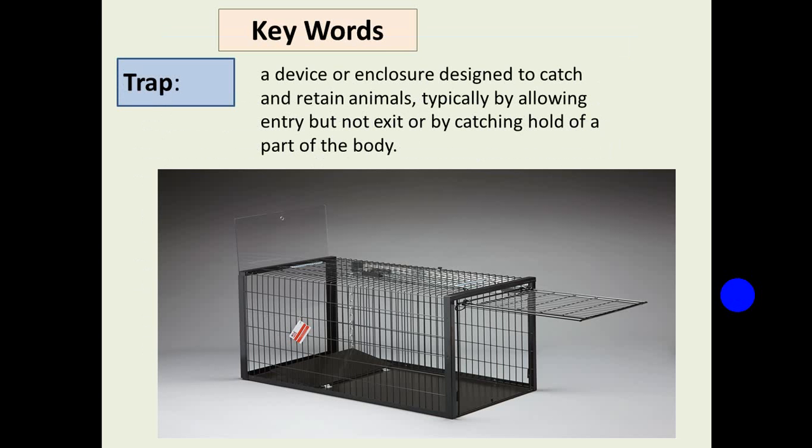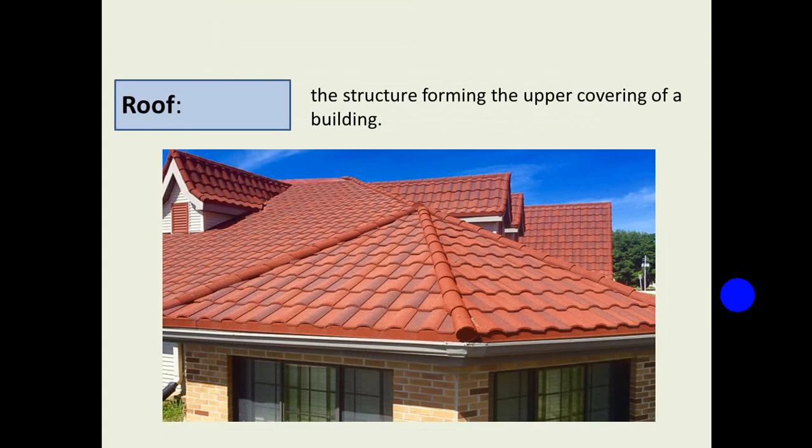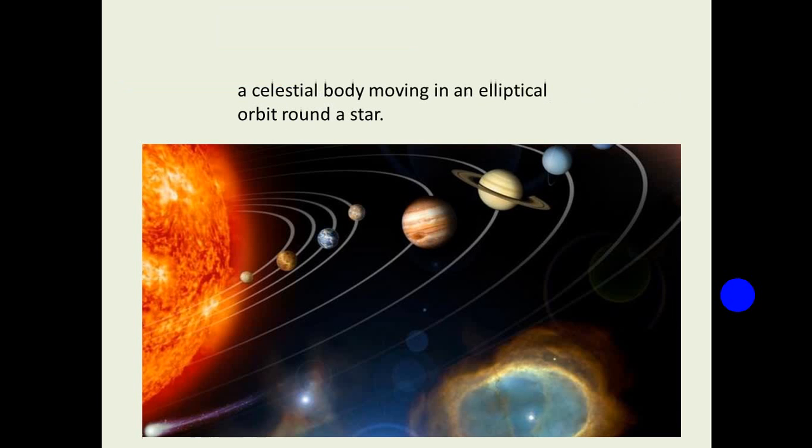Now some word meanings for you. The first is trap: a device or enclosure designed to catch and retain animals, typically by allowing entry but not exit, or by catching hold of a part of the body. Roof: the structure forming the upper covering of a building. Then planet: a celestial body moving in an elliptical orbit round a star.